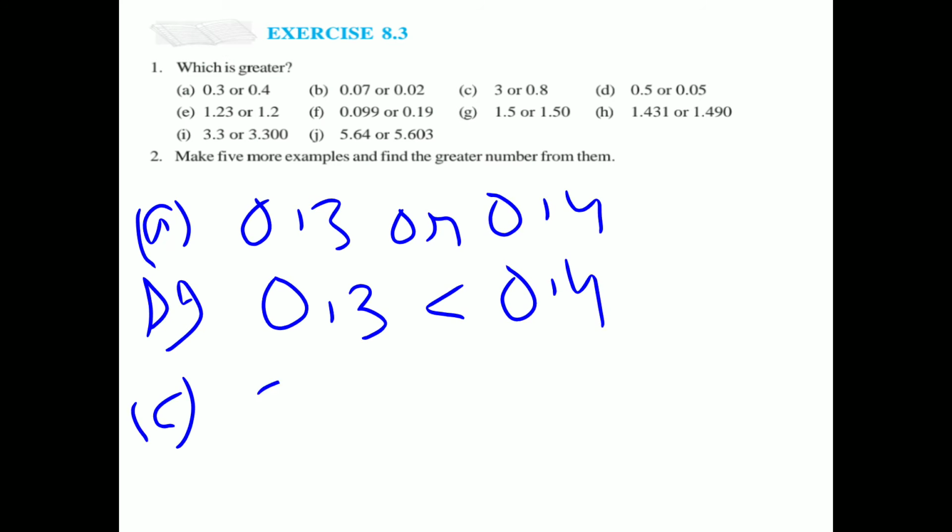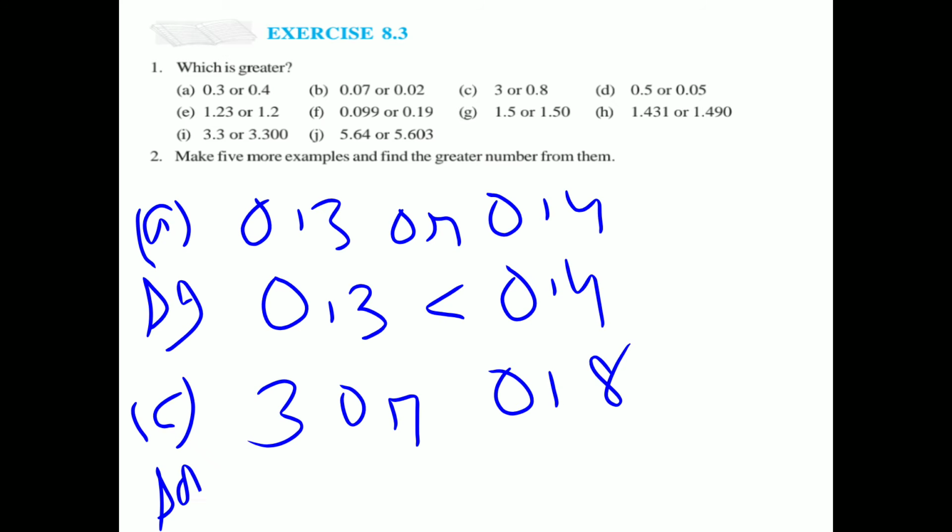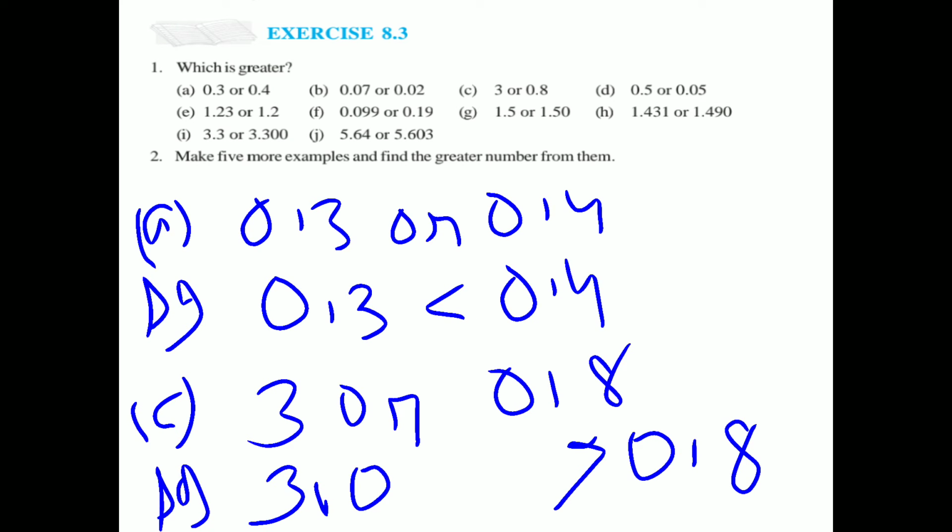I will do C part, that is 3 or 0.8. Now see, are they like decimals? No, because one does not have a decimal place, and one has. So when there is no decimal place, what we do is put a decimal after the digit and then put a 0. Now it is 3.0 and 0.8. Now see, are both like decimals? Yes, because one has one digit after the decimal and the other also has one digit after the decimal. So which one is the greatest one? 3.0 is greatest. Clear?